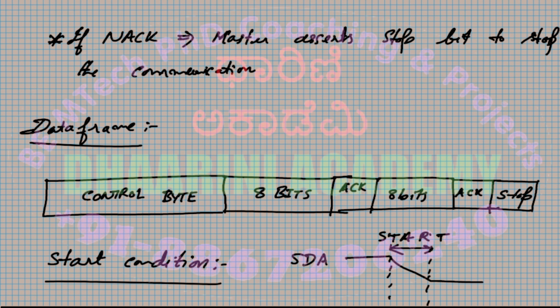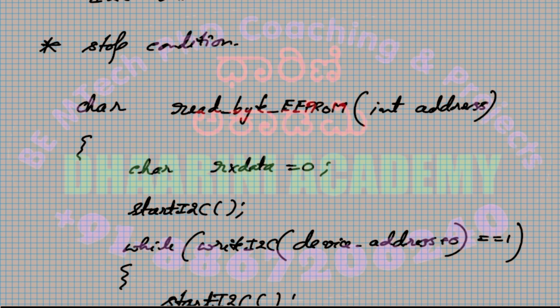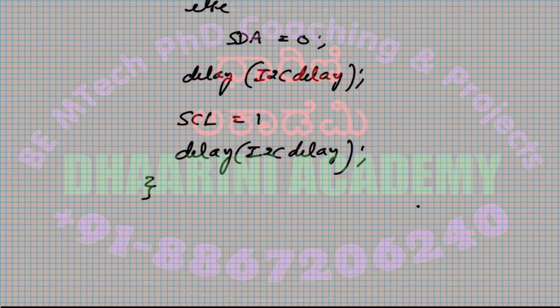The acknowledgement bit that I receive, I'm going to return here as a bit. That's what I'm returning. I have to return something, so I have to wait. Okay, so let's do that.